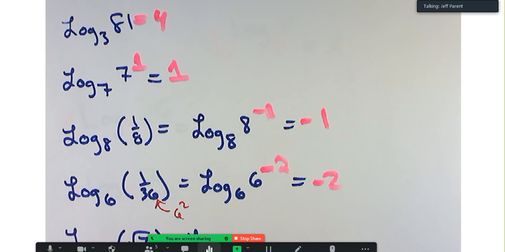How about this one? How can you rewrite the square root of 7 with exponents? That'd be 7 to what power?